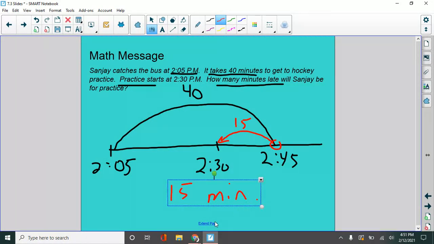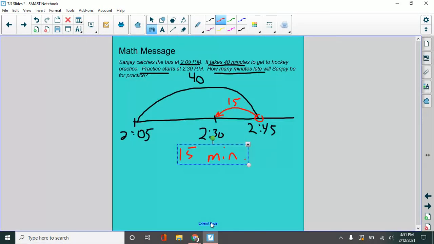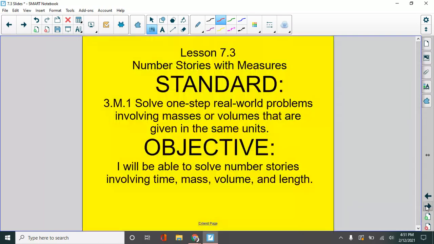This is our skill today, not just with time, but with all types of measurement problems. We're going to work on this standard where we are solving one-step real-world problems, including all sorts of different measurement things. Today we're going to look at time, mass, volume, and length. We know what time is. We were just exploring volume in the last lesson.